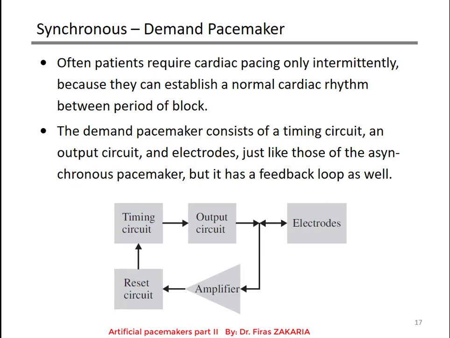Also, if the heart beats again before this stimulus is produced, the timing circuit is again reset. And this process repeats itself. And this is the case when the heart is operating normally. If the heart is operating normally, that is, it generates ECG signals or QRS peaks at a normal rate, there is no need for the generation of electrical stimulus.